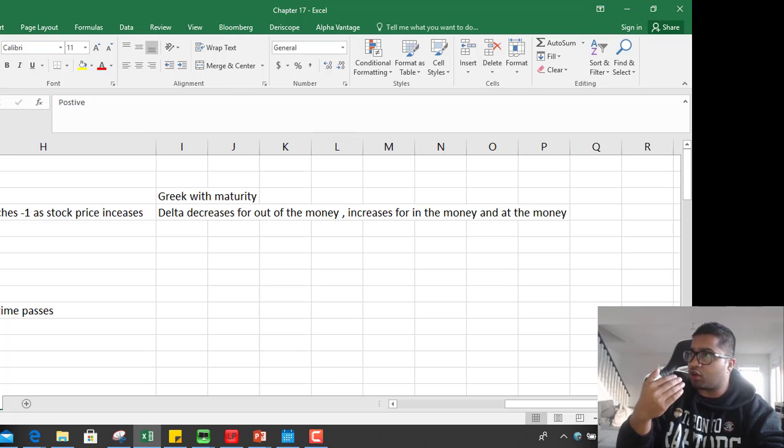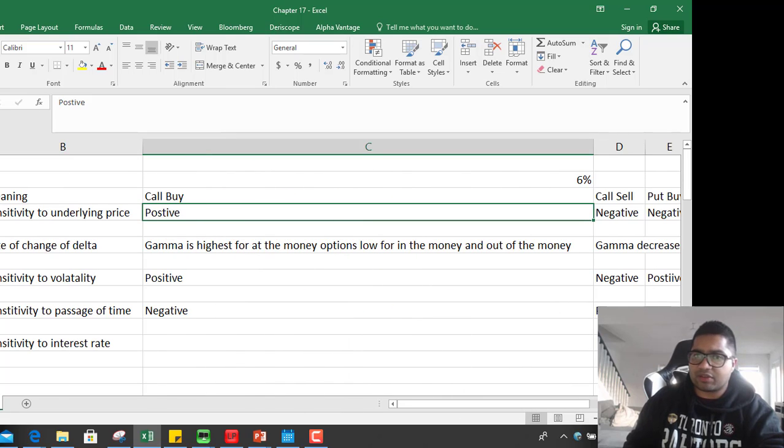So if it is a call option, if the price starts falling and your option starts getting out of money, then delta goes down, right? It increases for in the money and at the money option. So we are going to discuss this again when we cover slides. Okay. So that was delta.